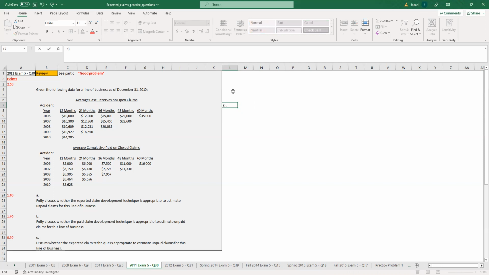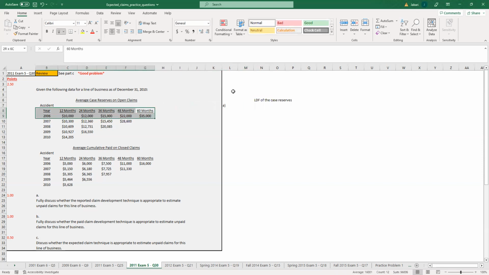The appropriateness of the reported claim development technique really depends on if the case reserves are changing. If they are constant, or if the mix of business, which we can't exactly judge here, is constant, then we should be good to use it if those things don't change. So the first thing we need to check is these average case reserves. If they are changing, not consistent with their loss development factors, that would be a sign that it is not appropriate, and a sign that something has gone wrong with the case reserves. So here we'll take the LDFs of the case reserves.